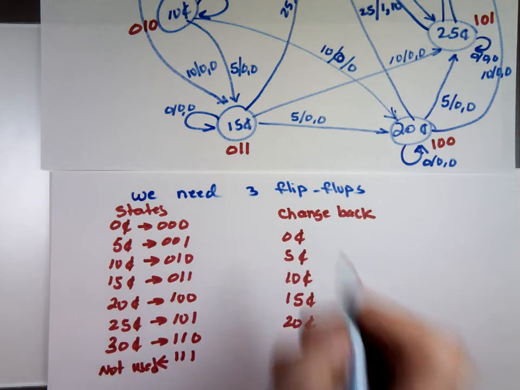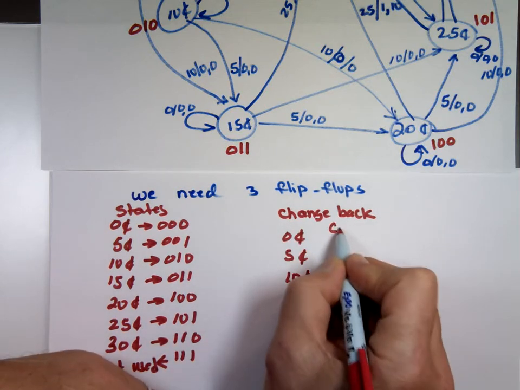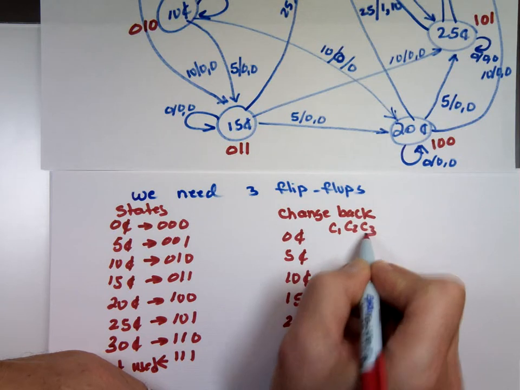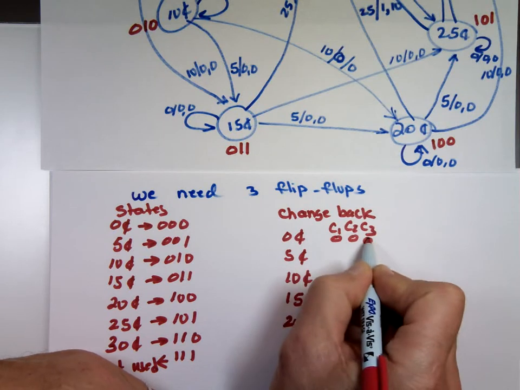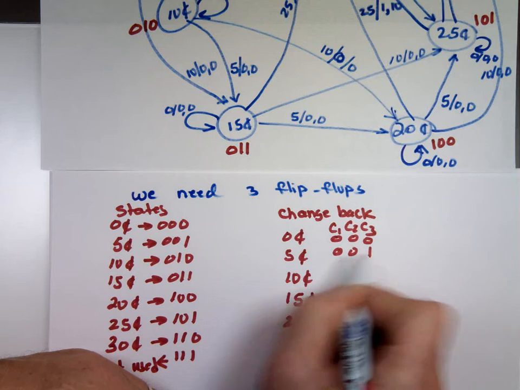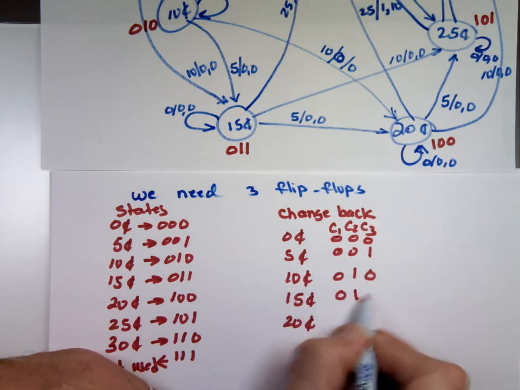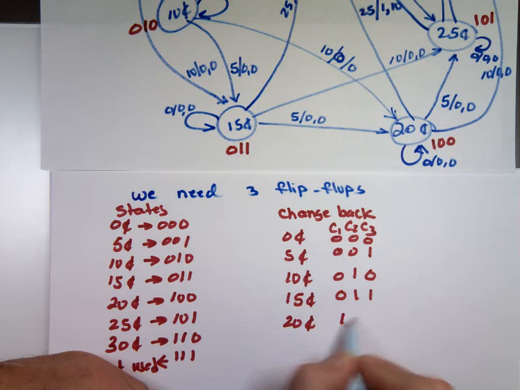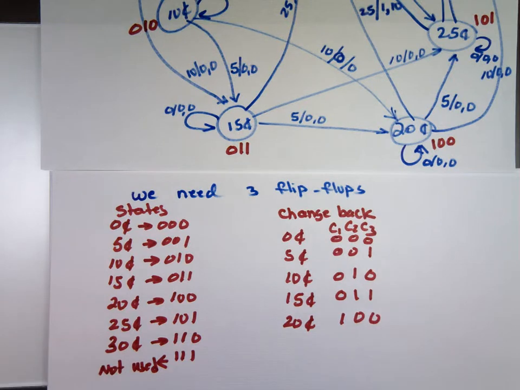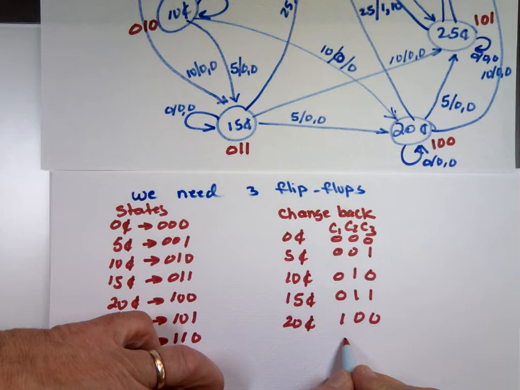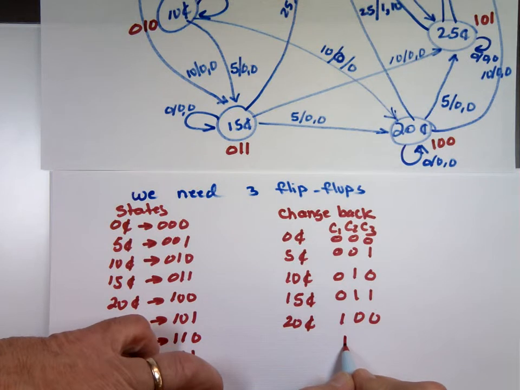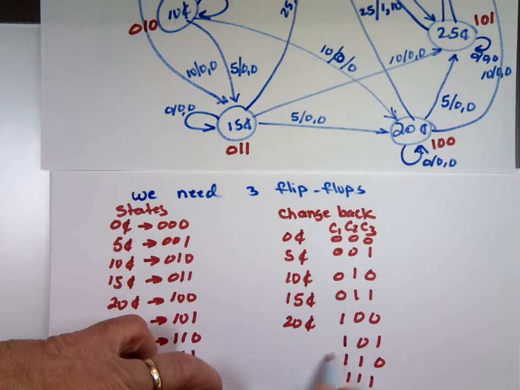So I'm going to use C1, C2, C3. A 0 state will be 0, 0, 0. 0, 0, 1 means 5 cents. 0, 1, 0 means give them 10 cents. 0, 1, 1, 15 cents. And 1, 0, 0, give them back 20 cents. So I have the 1, 0, 1, 1, 1, 0, and 1, 1, 1. They should not happen.